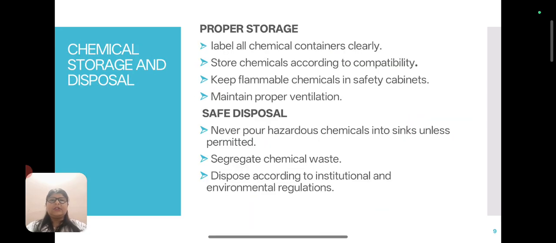Next, we will take a look into the chemical storage and disposal. For proper storage, a certain thing should be done, that is, clear labels should be used as these help to identify the chemicals easily. Compatible chemicals should always be kept together to prevent dangerous reactions. Flammable chemicals should be stored in special safety cabinets and good ventilation should be there in a laboratory as it helps prevent the buildup of harmful fumes.